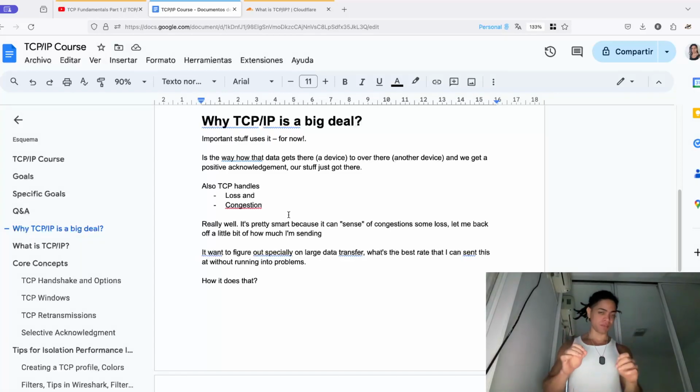So it's especially good, especially on large data transfers, at figuring out what is the best rate I can send at, what is the best rate that I can send this without running into problems.